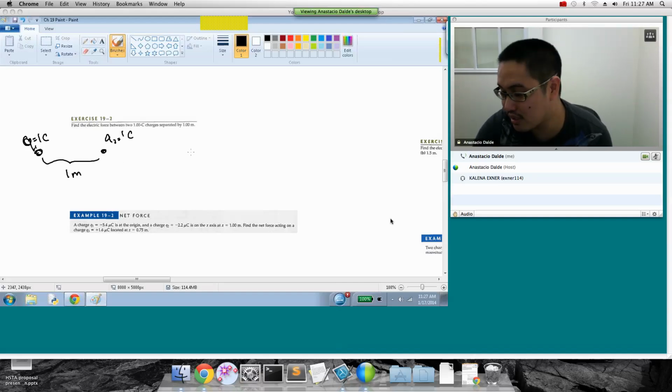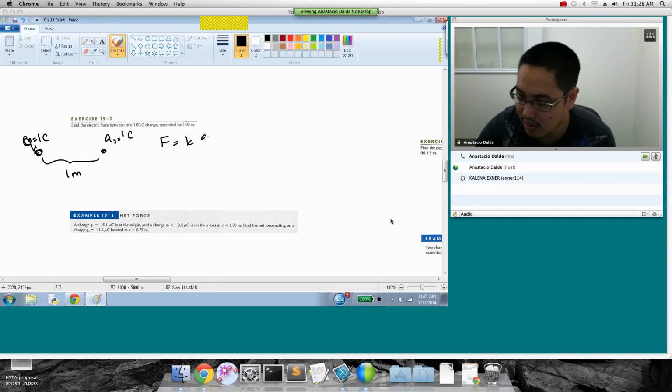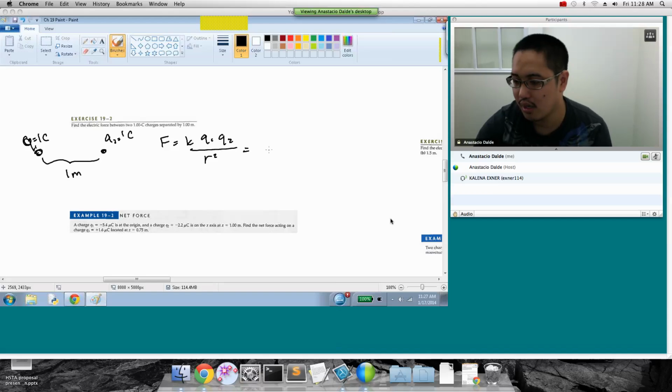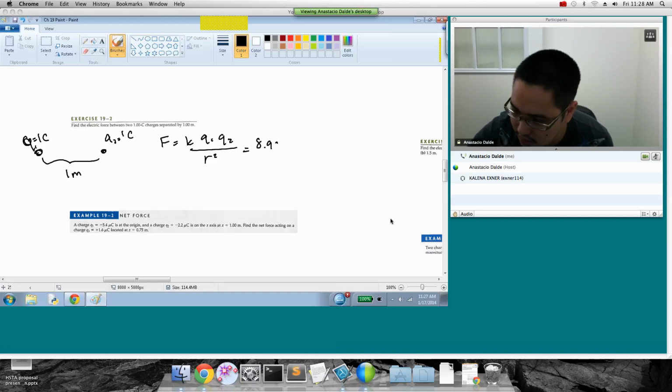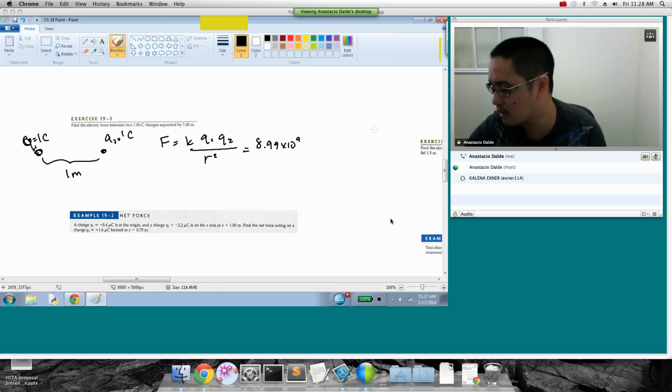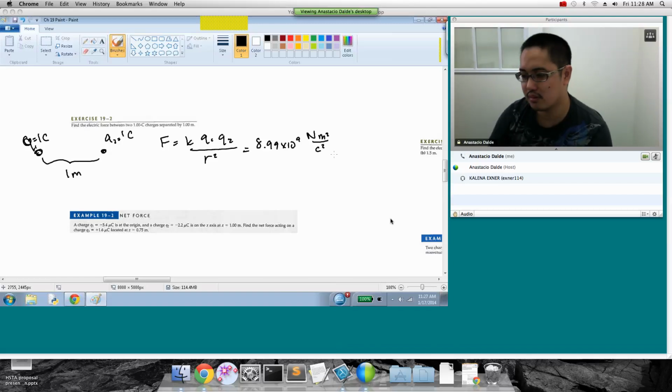All right. Now, all I got to do is plug this into the equation. Force is equal to K Q1 Q2 over R squared. K was 8.99 times 10 to the 9th. What was the units? Newtons meters squared divided by coulombs squared.